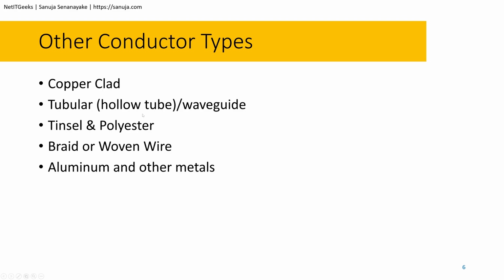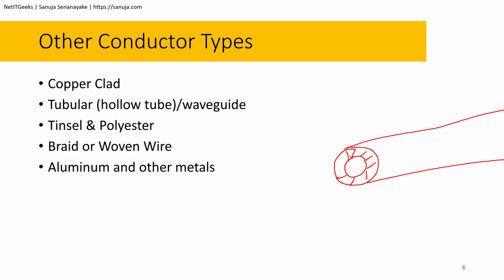Tubular wires are also known as hollow tube or waveguide wires. Those are basically wires that have a metal tube, so it doesn't have a core. The core is empty, but it has a metal tube on the outside. So imagine you have a tube like this, and then you have a copper element mixed in here. We have all the copper right here on the outside, and the inside of the wire is hollow.